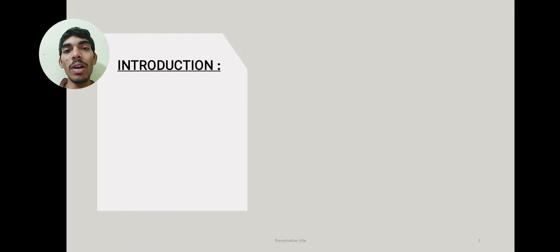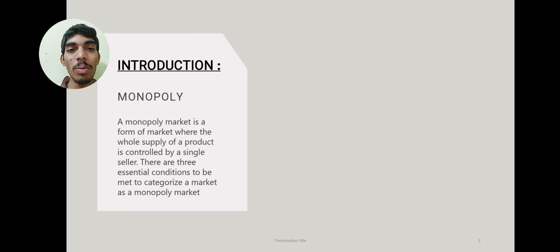Without getting into delay, let's get into the topic and discuss the introduction. Monopoly. A monopoly market is a form of market where the whole supply of a product is controlled by a single seller. So by this we can understand a monopoly market is defined as a type of market in which the cost is directly controlled by the person, who can enhance it or decrease it, because in this monopoly market we can identify a single seller who is responsible for selling all the units.